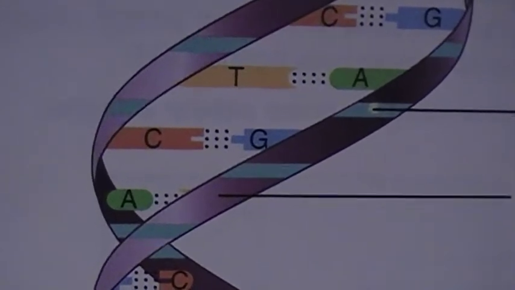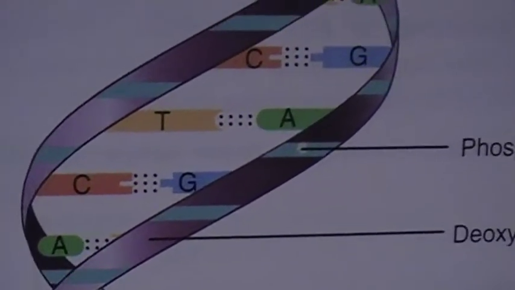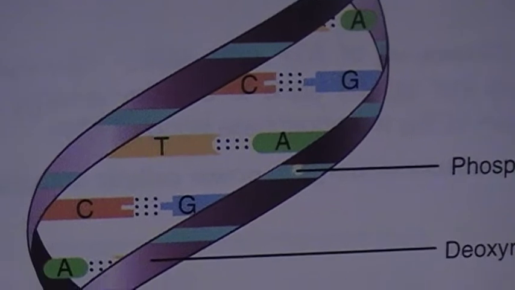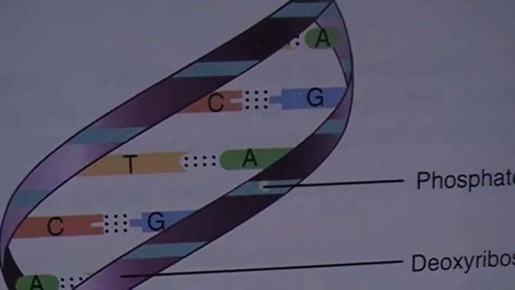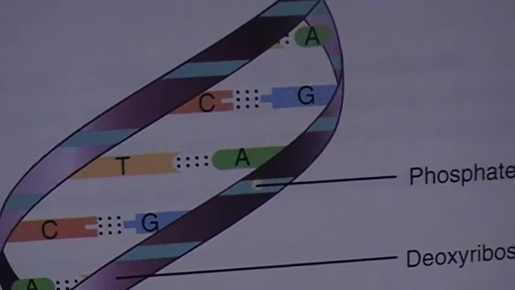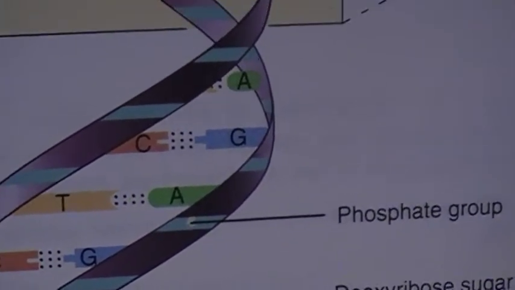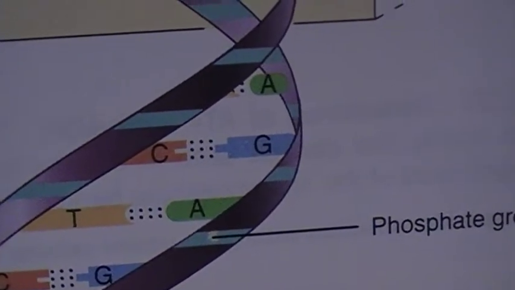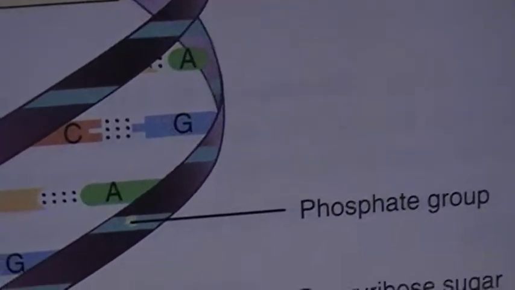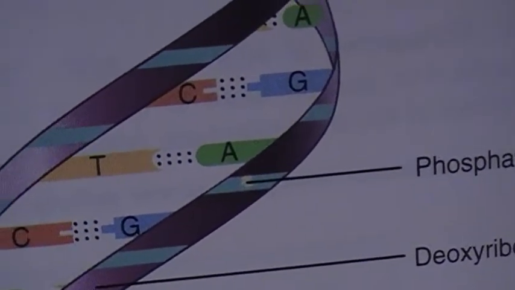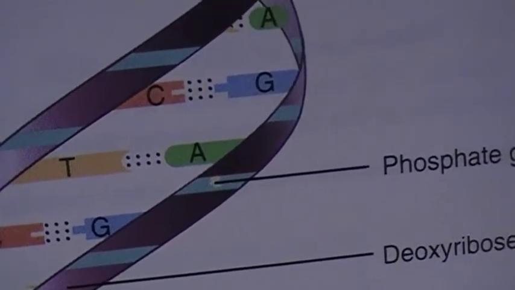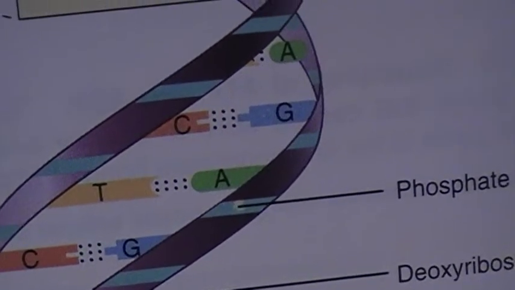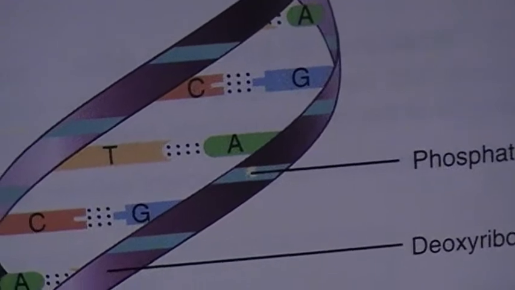Three bonds between cytosine and guanine, guanine, cytosine, and 2 bonds between adenine and thymine.